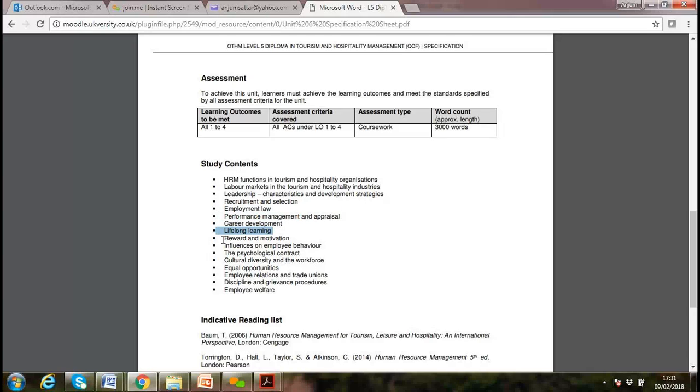So for today we are going through reward and motivation, employee behavior, psychological contract, cultural diversity, equal opportunities, employee relations and trade unions, disciplinary and grievance procedures, and employee welfare. These are the points we need to cover under LO3 and LO4, which we will go through.